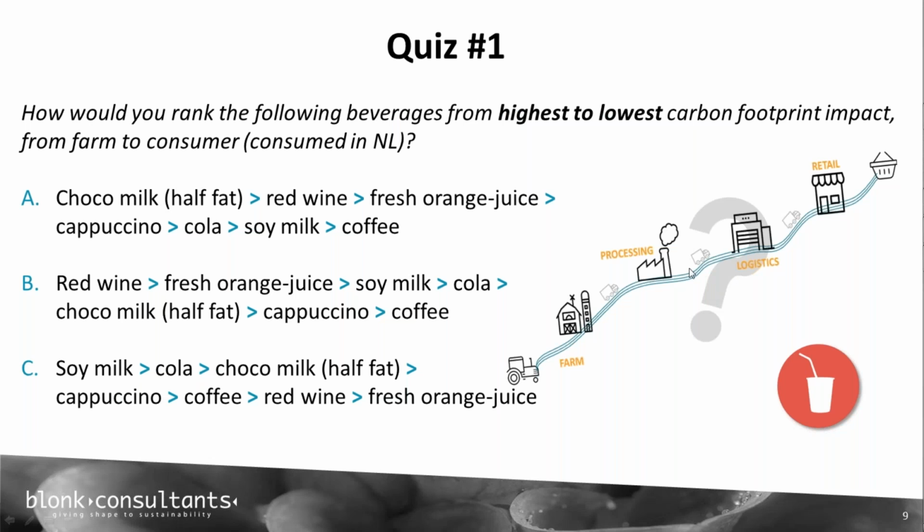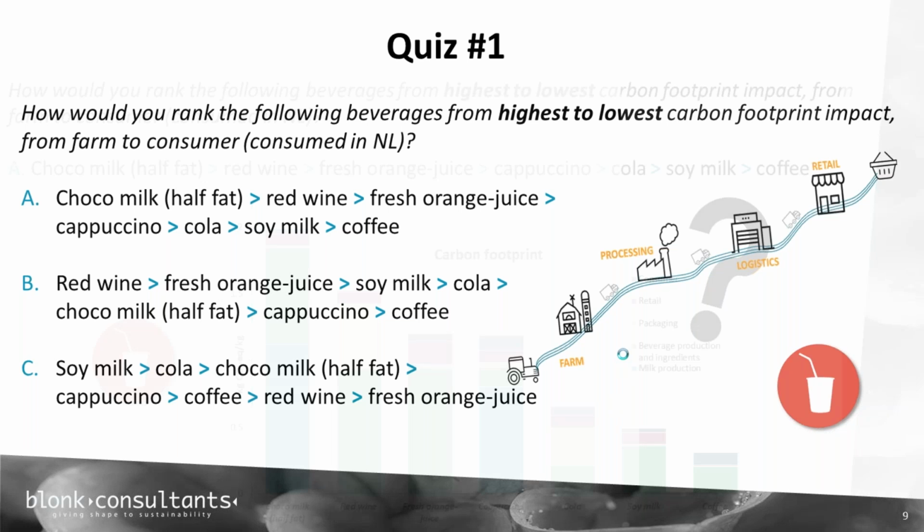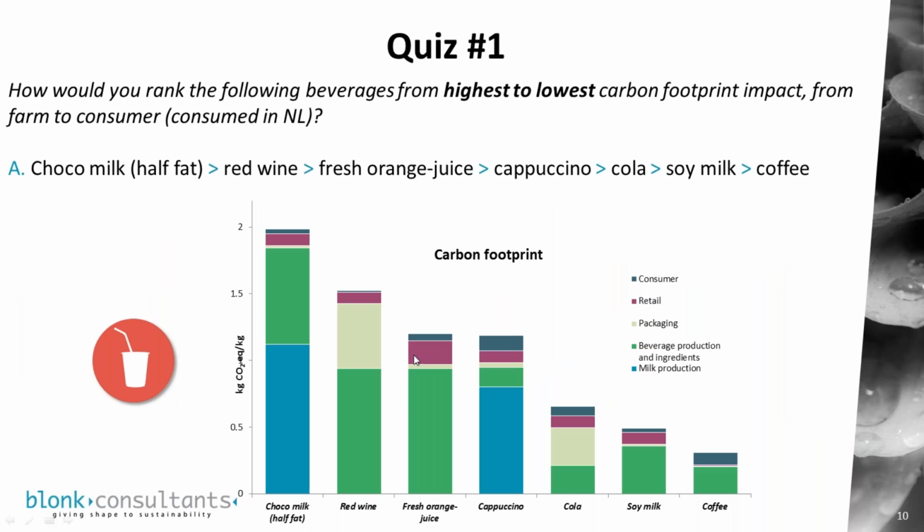So most of you voted for answer C. So soya bean has a higher carbon footprint than cola, than chocolate milk, and so forth. Now we'll display the right answer. So the right answer is A. A few people got that.